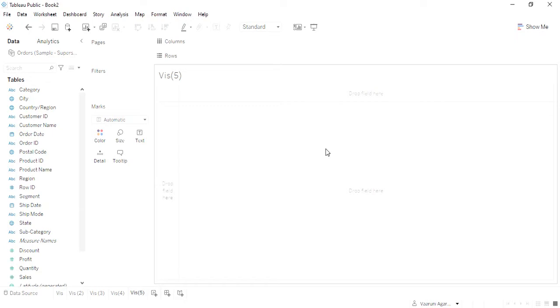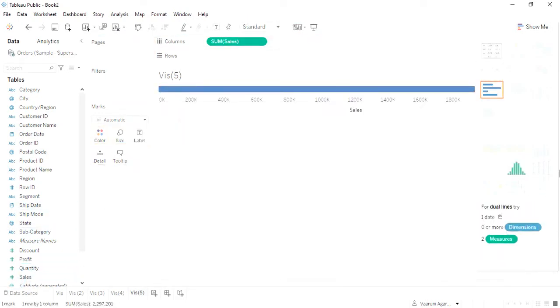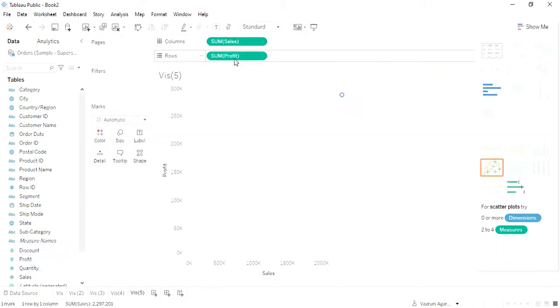Okay, so first of all, let's understand what a scatter chart is. If you go to this Show Me tab, right now none of these charts are activated. Let me select Sales into the columns and Profit into the rows. As soon as I do that, this is the chart that is highlighted, which is the scatter plot, and that is the one that is recommended.